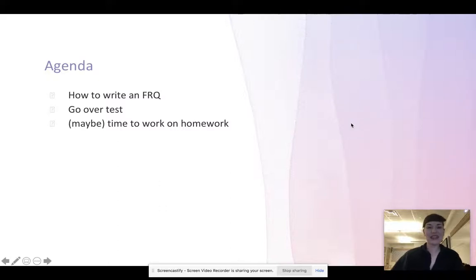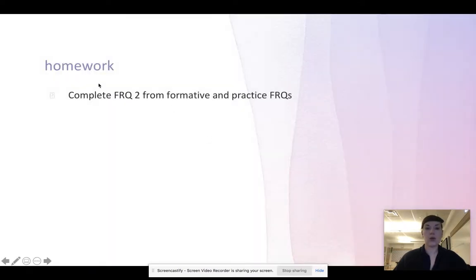Hey team. All right, so today we're going to talk about how to write an FRQ, which is the free response question part of the exam, right? So we're going to do a model. We're going to go through a bunch of stuff that you need to know, and then we're going to do a model together. And then you will have two more that you're going to need to do on your own, okay?